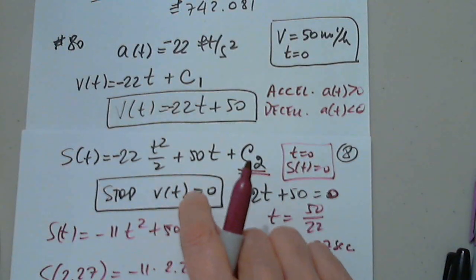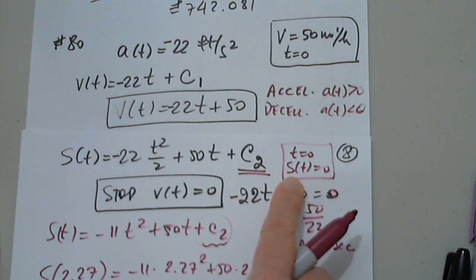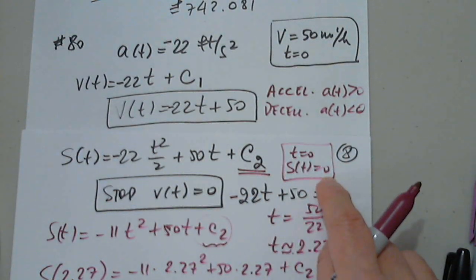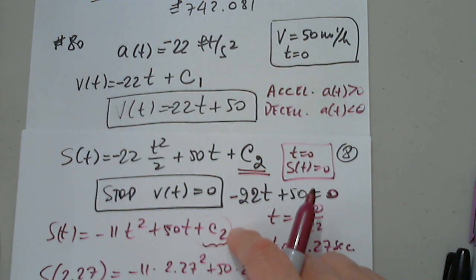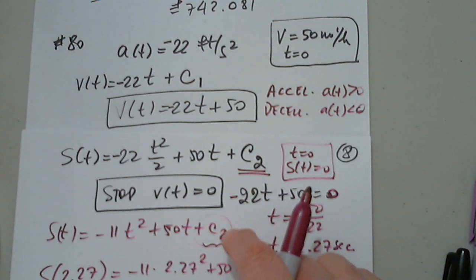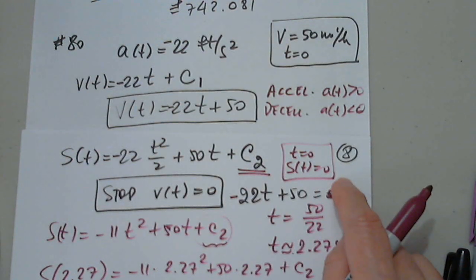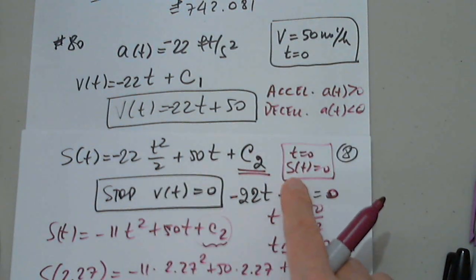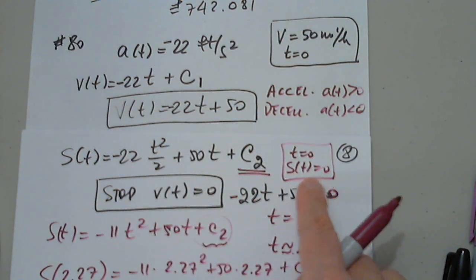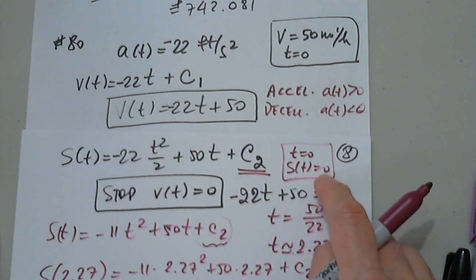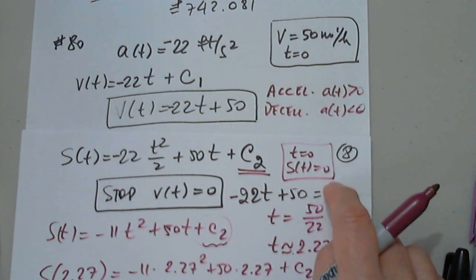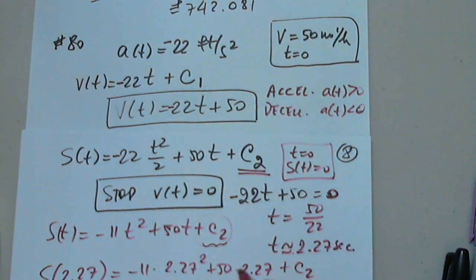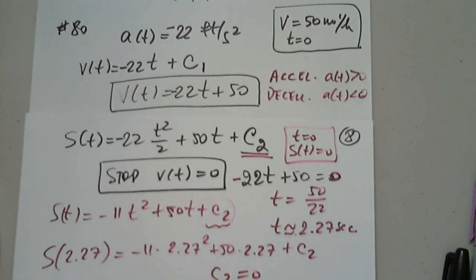At time 0, the car starts decelerating, and the distance covered towards stopping is 0. So that's why in our case, C sub 2 is 0. Because when time is 0 and the car starts decelerating, the car has not covered any distance towards stopping. So that's the reason why when t is 0, S of t is 0. And that gives us C2 equals 0.